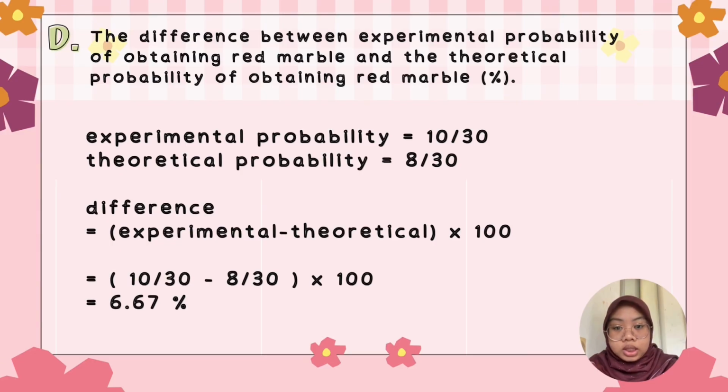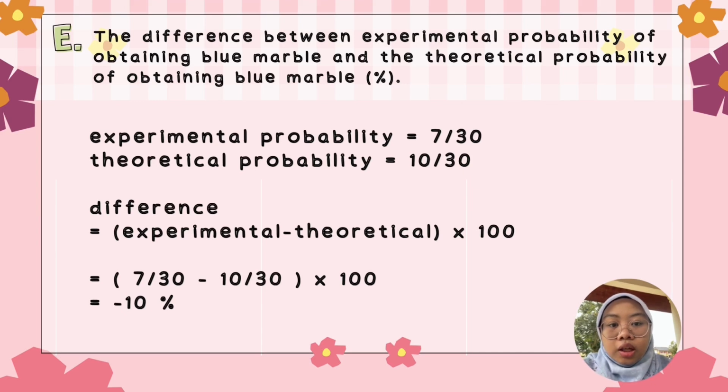For question D, to find the difference between the experimental probability of obtaining red marble and the theoretical probability of obtaining red marble, we have 10 over 30 for experimental probability and we have 8 over 30 for theoretical probability. To find the difference, we have to do experimental minus theoretical and multiply by 100 and we can get 6.67%.